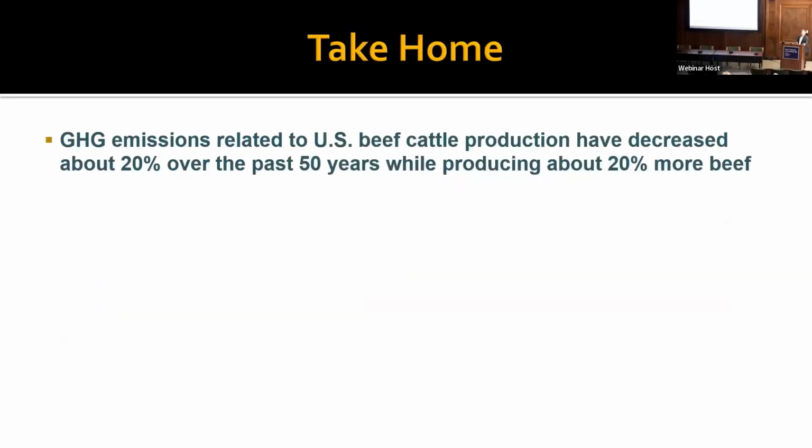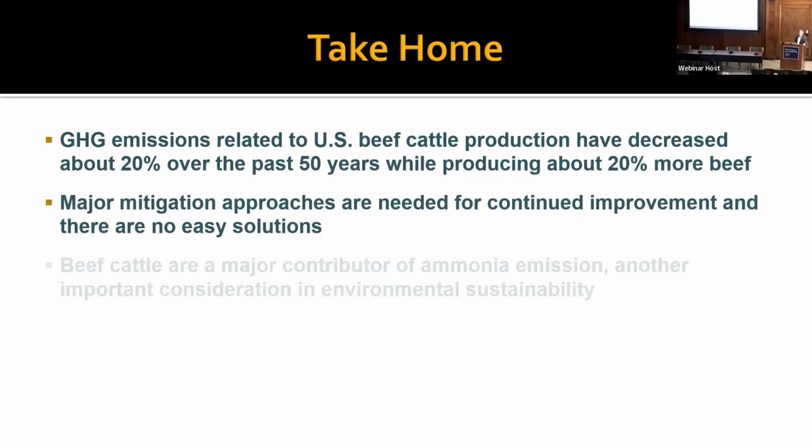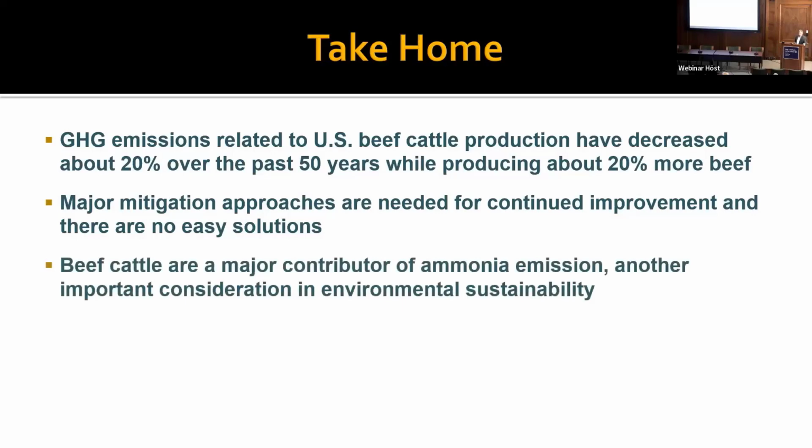So take home, just to wrap it up, greenhouse gas emissions related to beef cattle production have decreased about 20% over the past 50 years while producing about 20% more beef. Good story. Major mitigation approaches are needed for continued improvement, and really there are no easy solutions. You can see the numbers I showed you. We're just kind of scratching the surface of trying to really get somewhere on that.